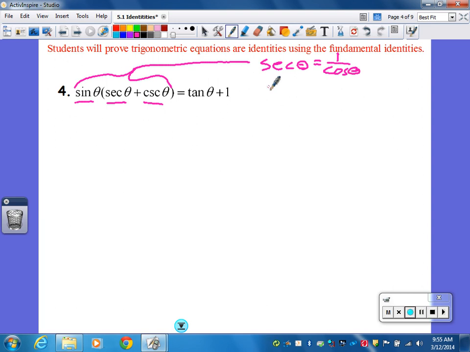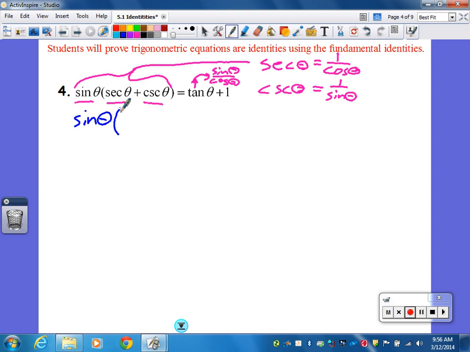And cosecant theta is equal to 1 over sine theta. Okay, so those are important things. We want to change everything so it's in terms of sine and cosine. Because we know that tangent is sine theta over cosine theta. Okay. So, first off, I'm going to keep my sine theta.